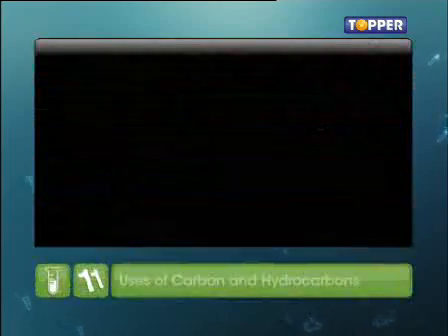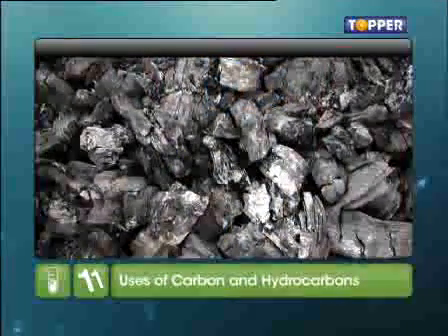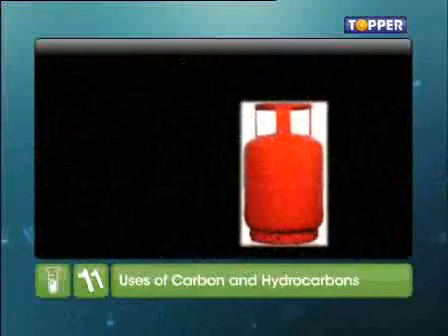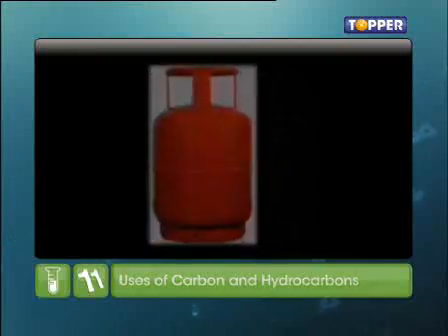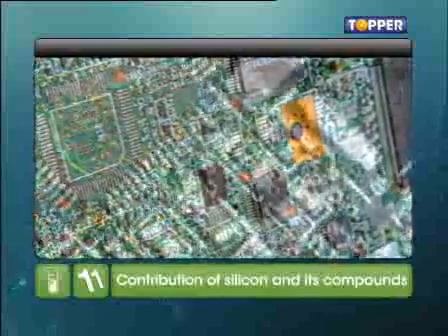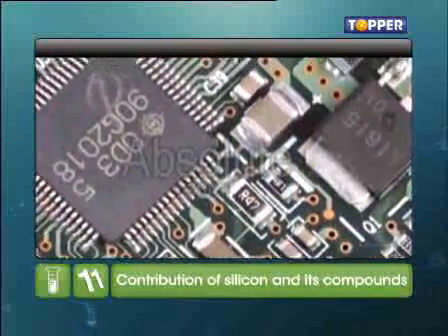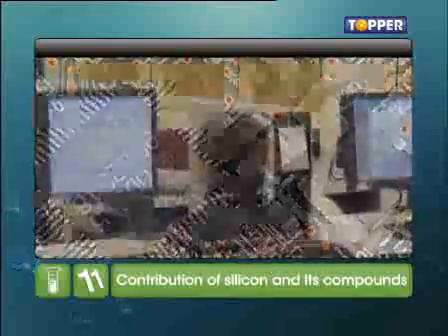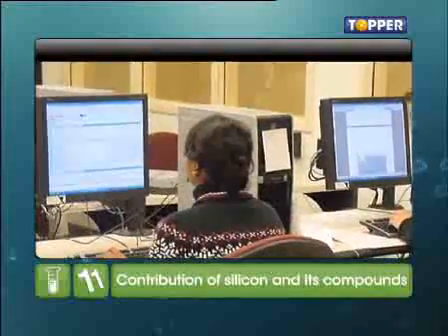All the physical and chemical properties exhibited by group 14 elements and their compounds lead to wide applications in industries. Let's find out more. Carbon and hydrocarbons are extensively used as fuel. Silicon and its compounds contribute to new technology, as in silicon chips, which has revolutionized the computer and high-tech industries.